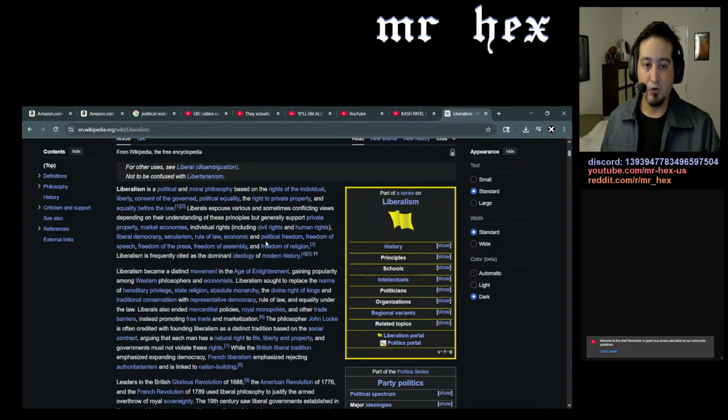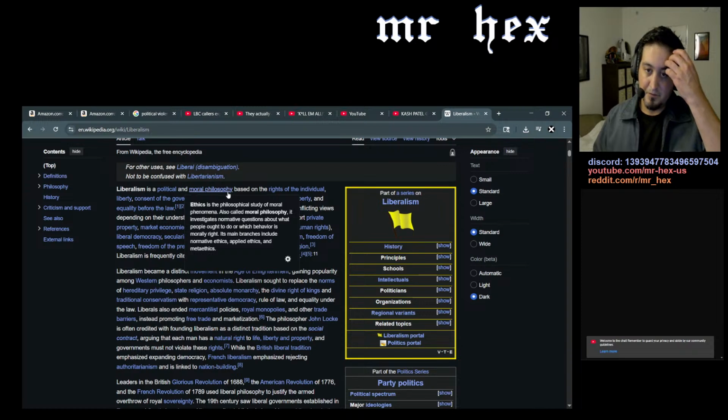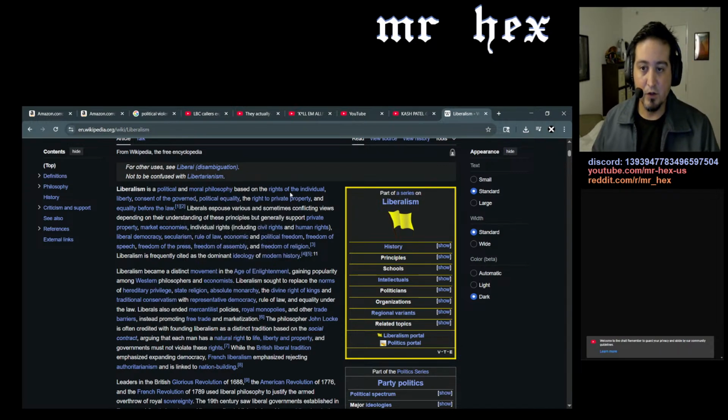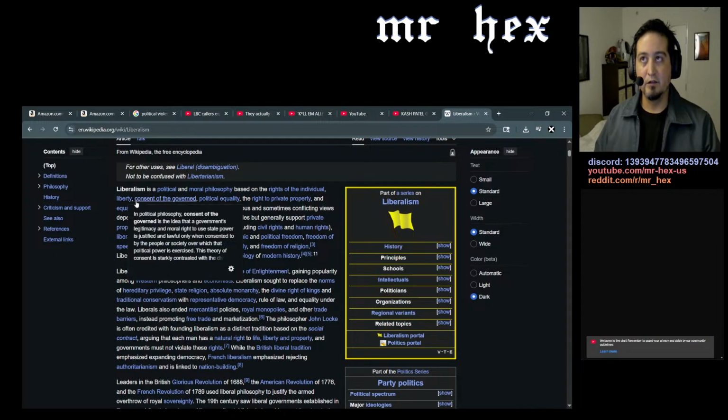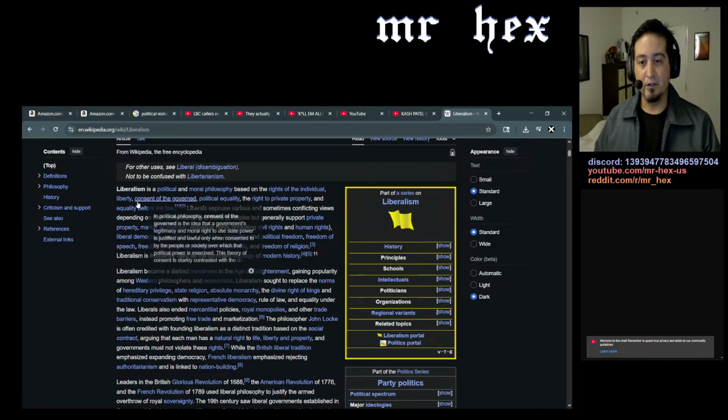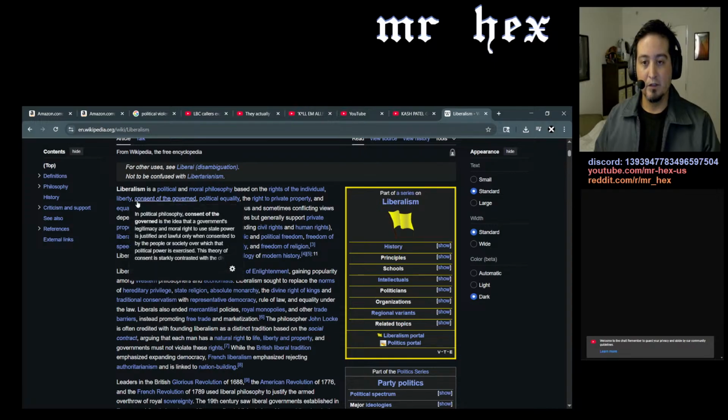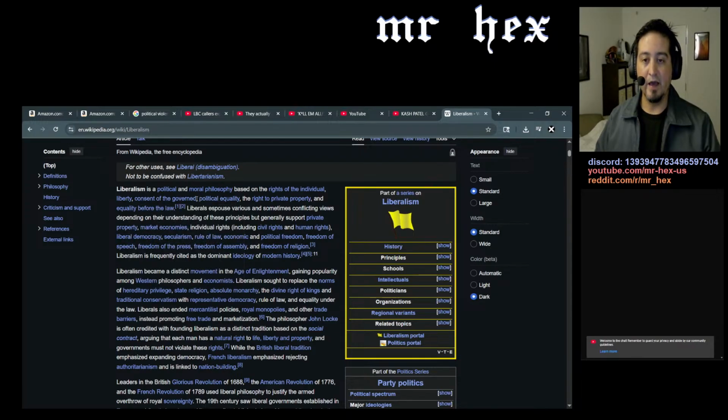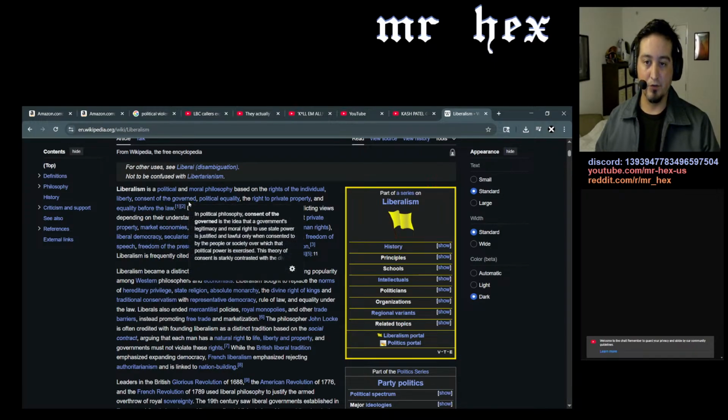So liberalism, in short, is basically the idea. Let's just read the Wikipedia version real fast. So, liberalism is about the rights of the individual. It's about liberty. It's about consent of the governed. This is a big one. This was a big ideological revolution in thinking that liberalism ushered into the world: the consent of the governed.